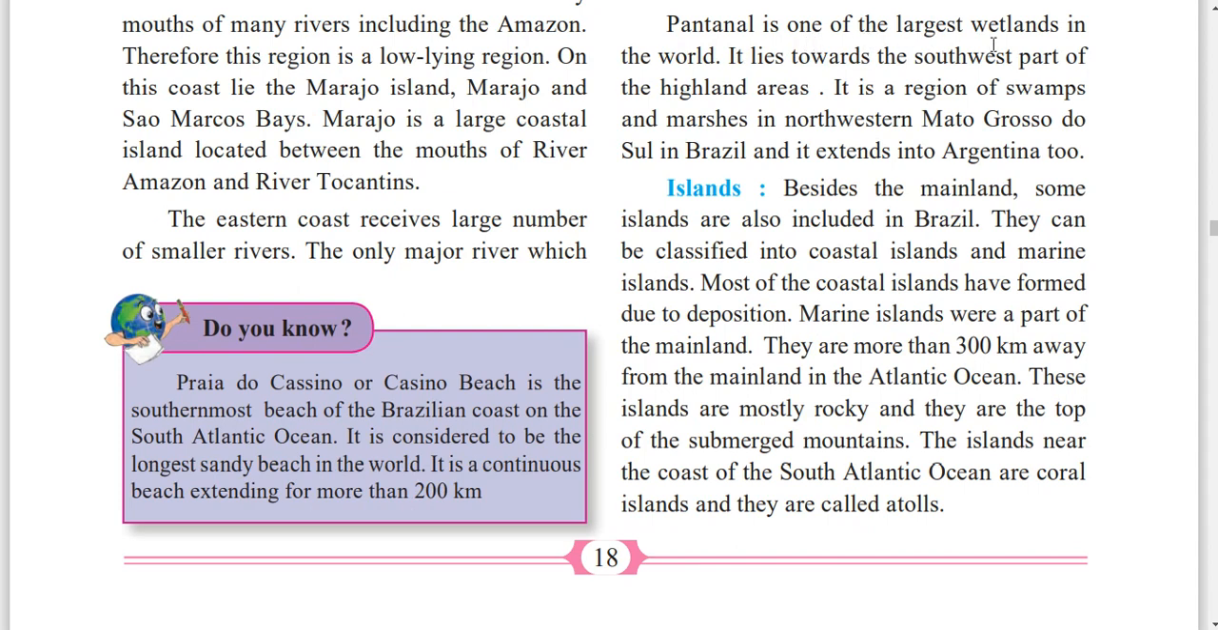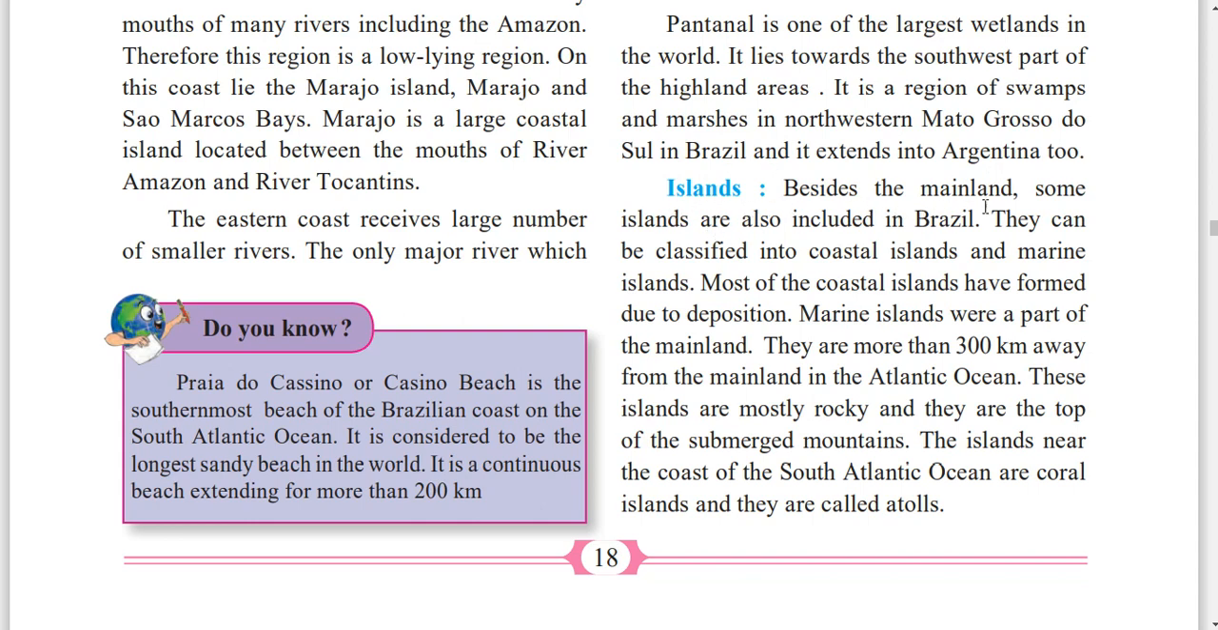Pantanal is one of the largest wetlands in the world. It lies towards the southwest part of the highland areas. It is a region of swamps and marshes in northwest Mato Grosso do Sul in Brazil, and it extends into Argentina too.